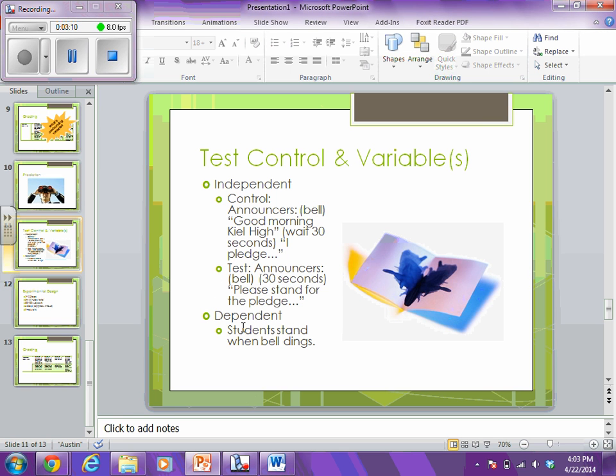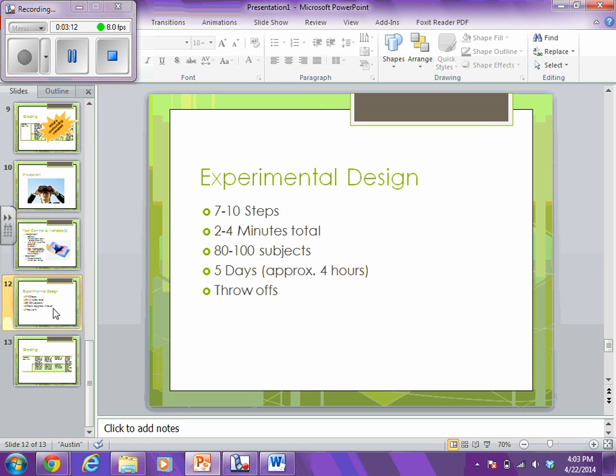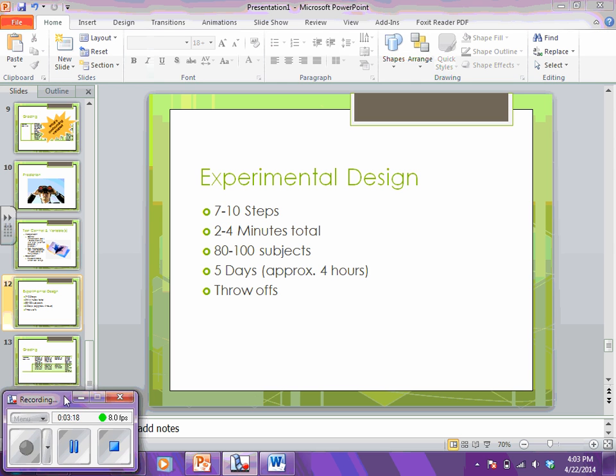We're ready with what we're going to test, but now we're going to create an experimental design. And an experimental design is 7 to 10 steps. And you want to be thinking about how long this is going to be. They're roughly 2 to 4 minutes, and I'm going to tell you why. We want to get, in our 5 days, 80 to 100 test subjects of whatever age range you're looking for in your representative sample. For most of you, it's going to be high schoolers, but you're welcome to go down to other schools. You're welcome to test at a track meet. You're welcome to do whatever you want for your representative sample.